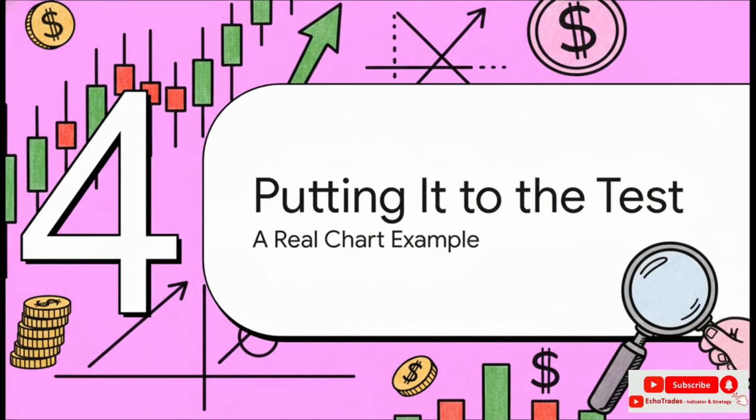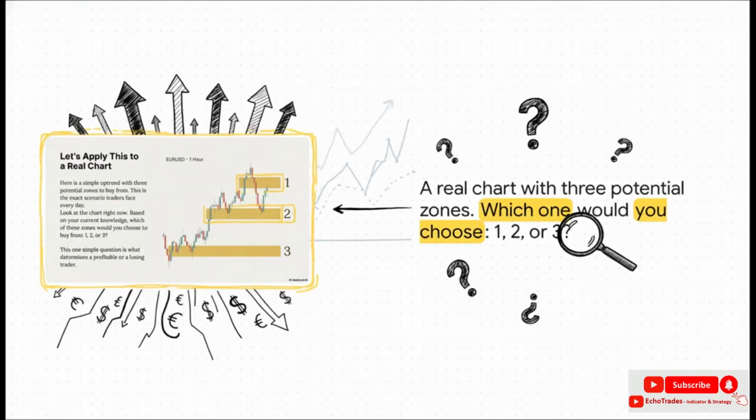All right, so that's the theory. It seems good, right? But now let's put it to the test. Let's pull up a real chart and see exactly how this works in practice. Okay, here we go. This is a 1-hour EURUSD chart. You can see 3 potential zones to place a buy order.